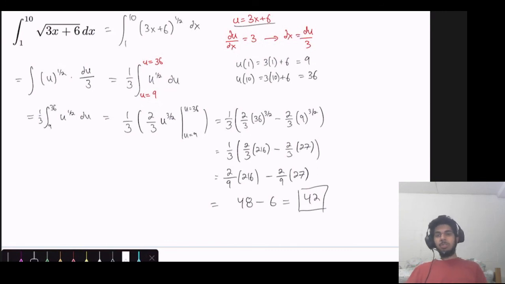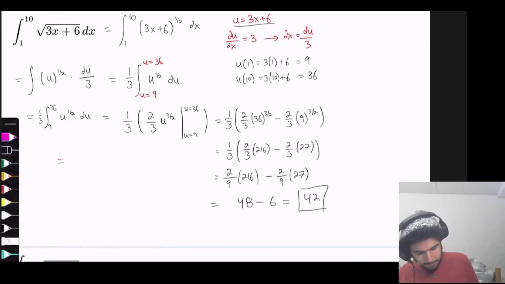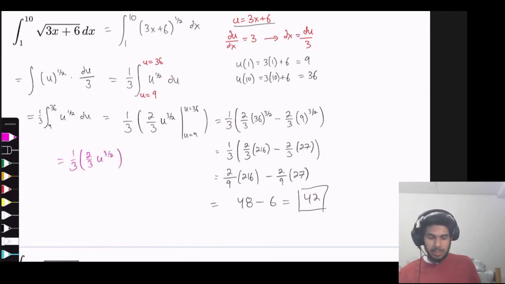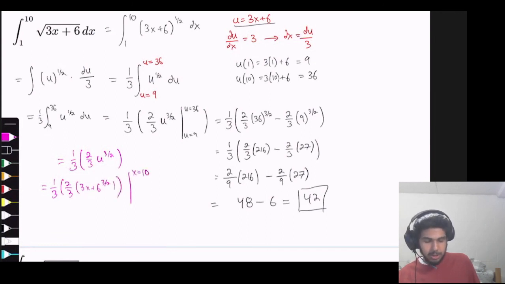So what some teachers will do is they will ignore doing this change of limits to be in terms of u, keep the integral in terms of u, integrate as normally, then make the substitution back in. So that would be equal to, like, 1/3 of 2/3 u to the 3/2. Right? That's like what we get when we integrate. Then we'll substitute the u back in, 3x plus 6 to the 3/2. And then that would get evaluated from our original limits, from x equals 1 to x equals 10. That would get you the same answer.